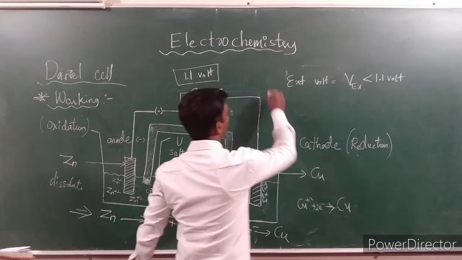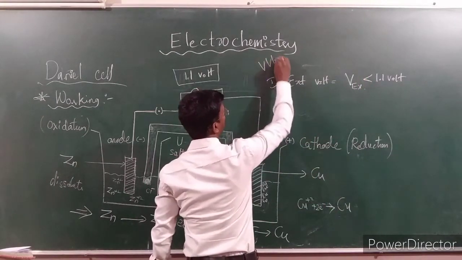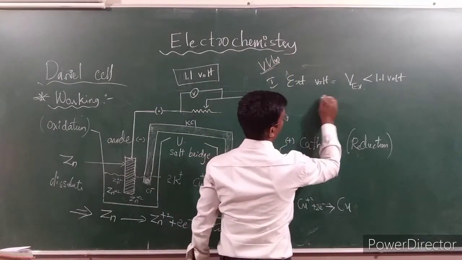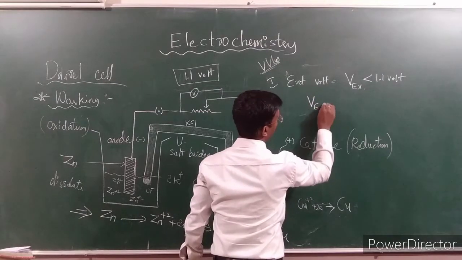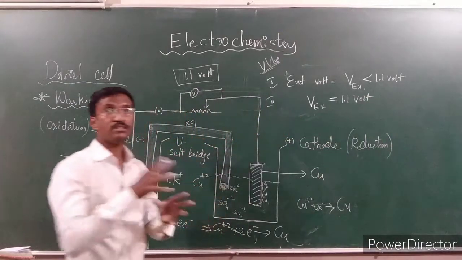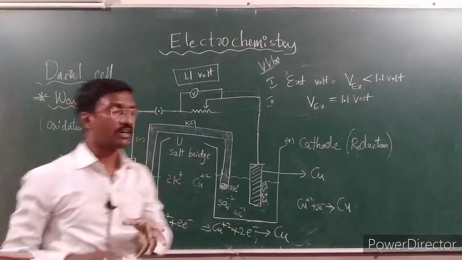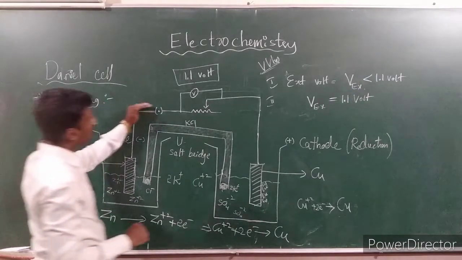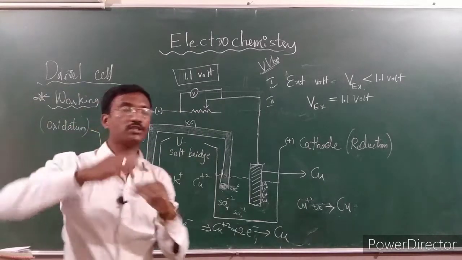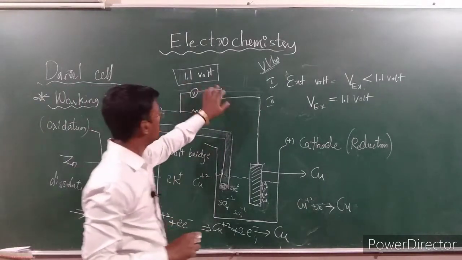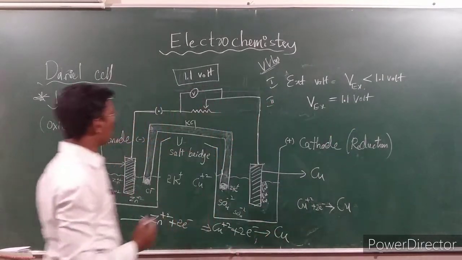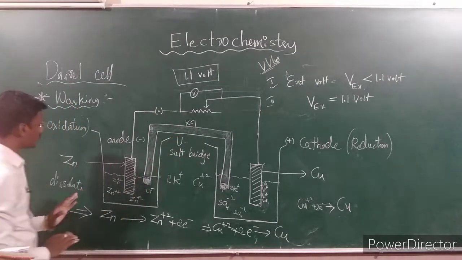This is the first condition. It is very important, you have to remember this one. Condition number 2: when the external voltage applied is equal to 1.1 only. Here the external voltage is applied in the opposite direction to the direction the current is moving. If they apply the same voltage externally, 1.1 volts, then there is no transfer of electrons.